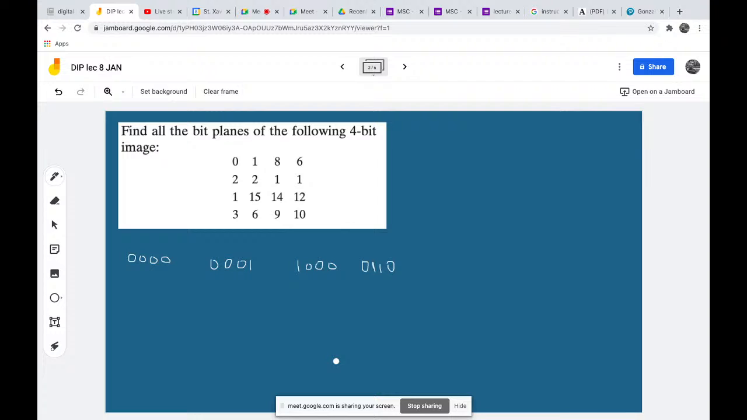I'm just writing the last one now. On your pen and paper, just write the code for all of them. 10 you will write 1, 0, 1, 0. How do you write 9? So 8 plus 1, and so on and so forth. So please finish writing it up.